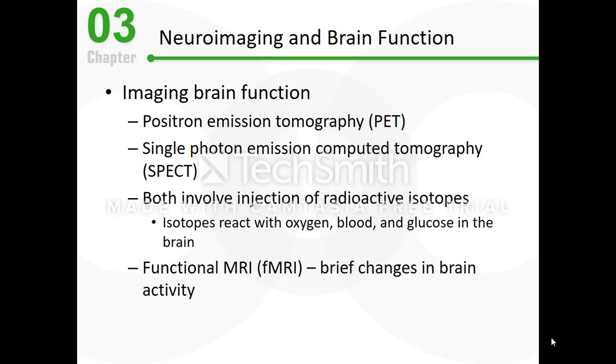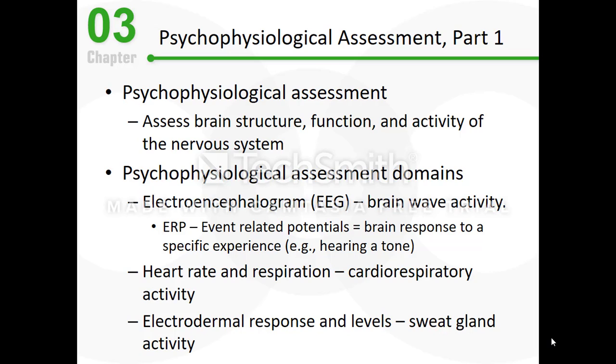PET scans are positron emission tomography, and they look at heat in the brain, and another example might be single photon emission computed tomography, or SPECT studies, and both of those involve injecting radioactive isotopes into the bloodstream to measure the glucose, the oxygen, and the blood flow in the brain. So lots and lots of big time technology has developed across time for us to be able to break down the structures of the brain and the functioning of those neurotransmitters.